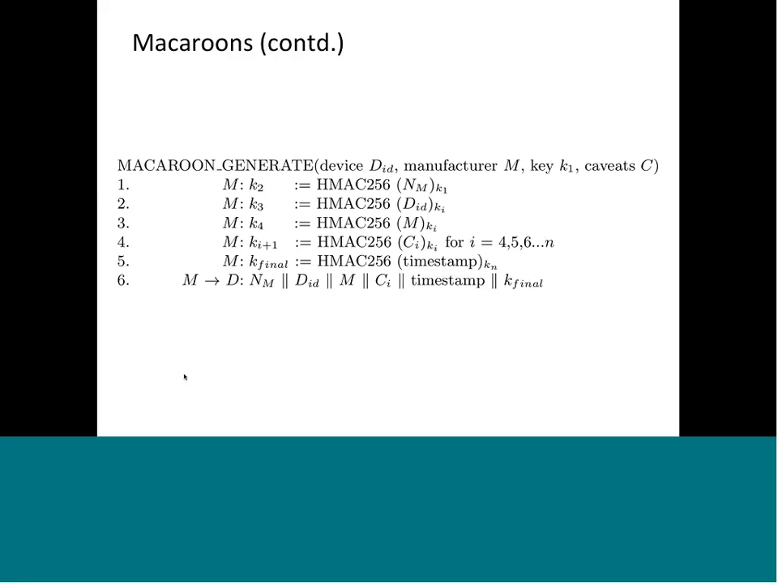So this is the algorithm to generate a macaron, where we talk about a random nonce, and then the device ID itself, and then the manufacturer or the deployer, and we iterate over the set of caveats, and then we also have a timestamp that specifies the expiry of the macaron.